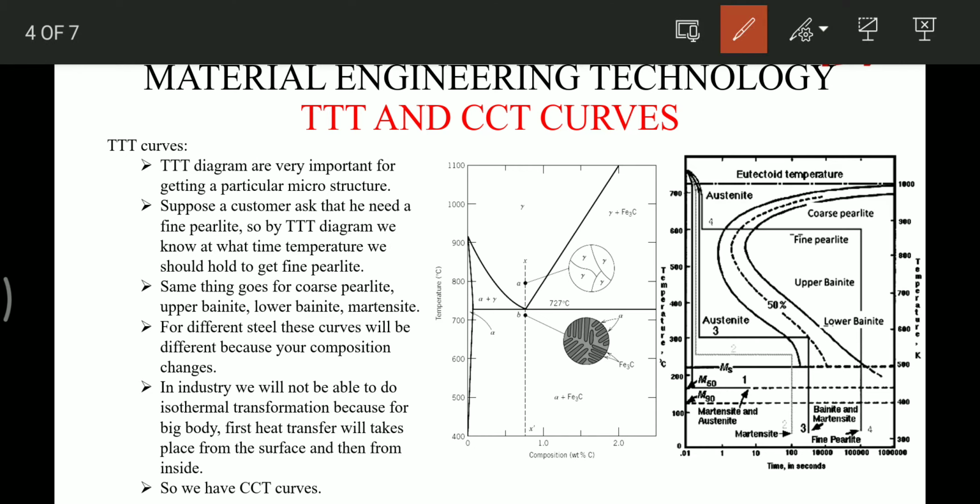Now let's see what all things are present in these TTT curves. As I told you friends, if we are considering transformation at the eutectoid point over here, at 723 degrees Celsius and above, the microstructure is this gamma iron. And if we cross this eutectoid point, the pearlite transformation will take place below this eutectoid temperature.